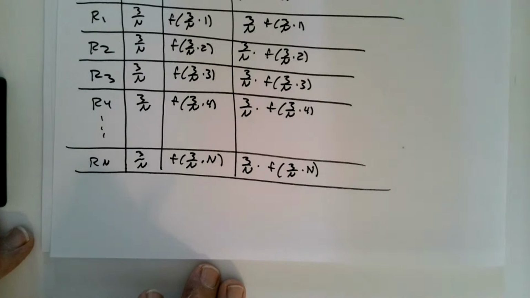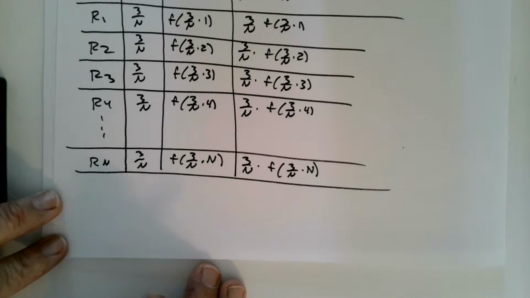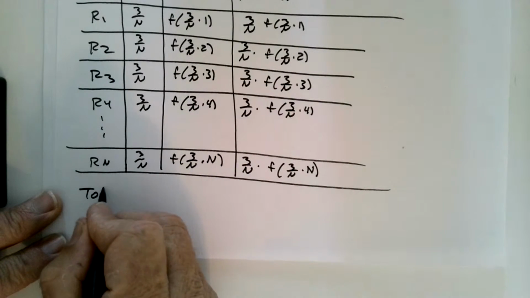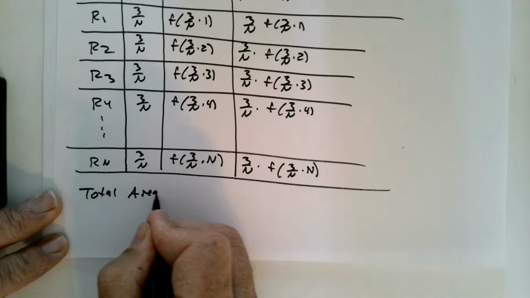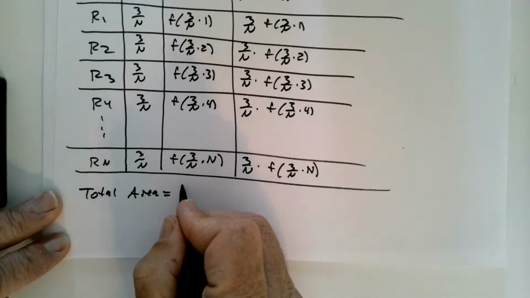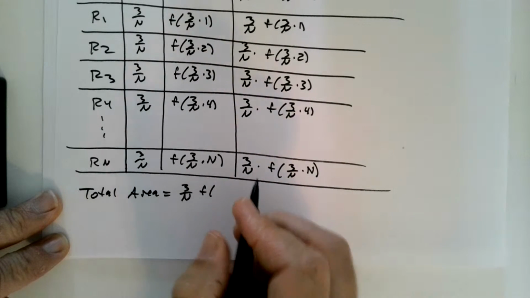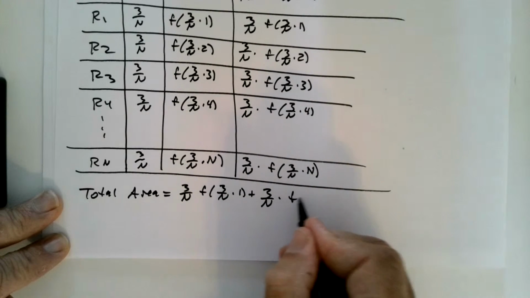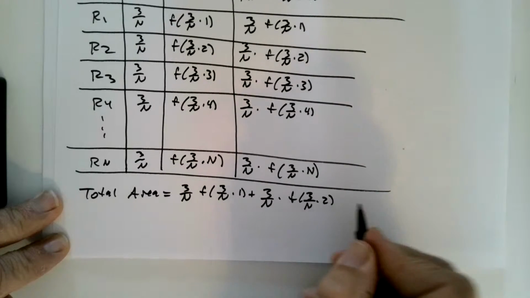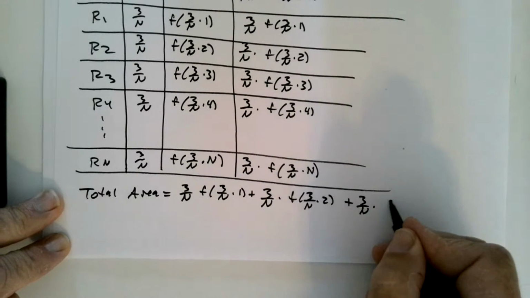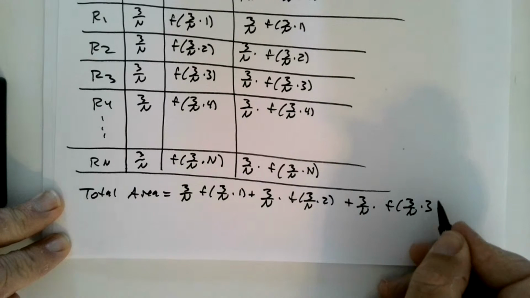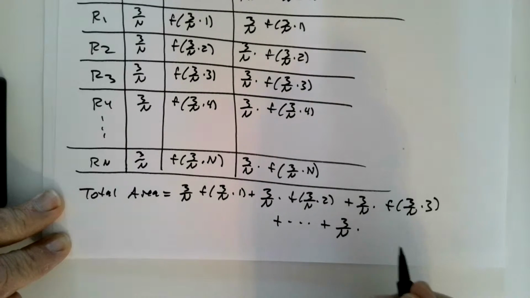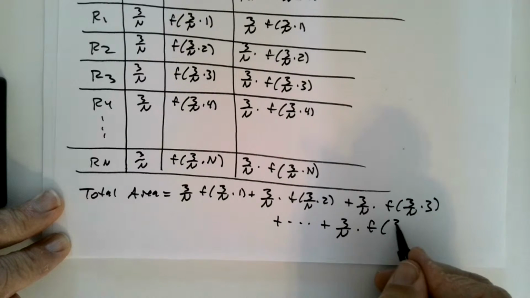Do we see that? If I add all those together, all of these have a 3 over n in them. So the total area is adding them all up: 3 over n times f of 3 over n times 1, plus 3 over n times f of 3 over n times 2, plus 3 over n times f of 3 over n times 3, plus dot, dot, dot, ends with plus 3 over n times f of 3 over n times n.